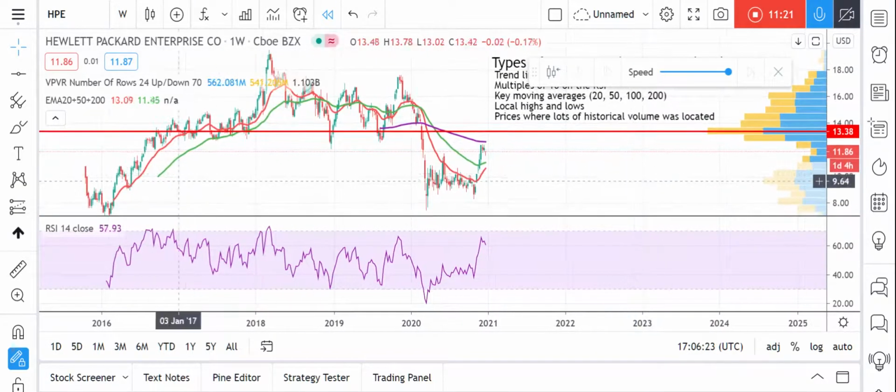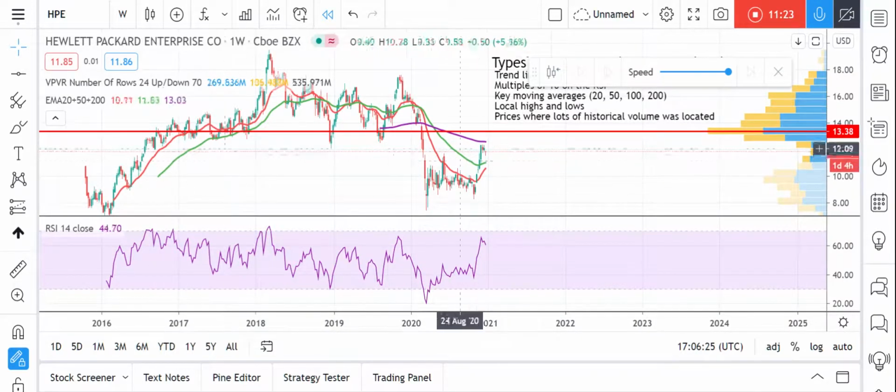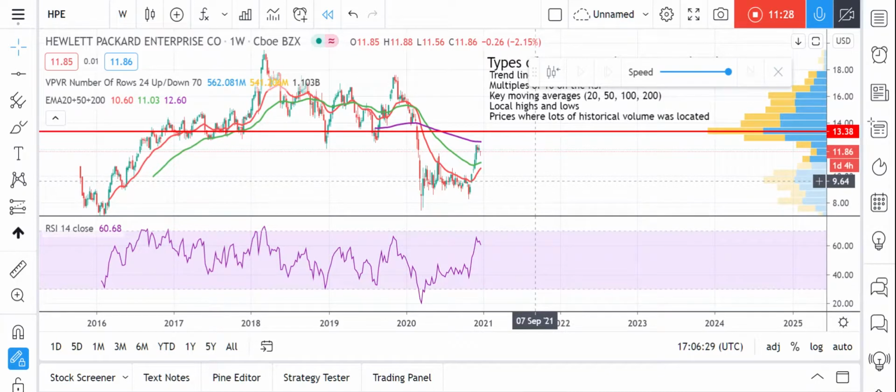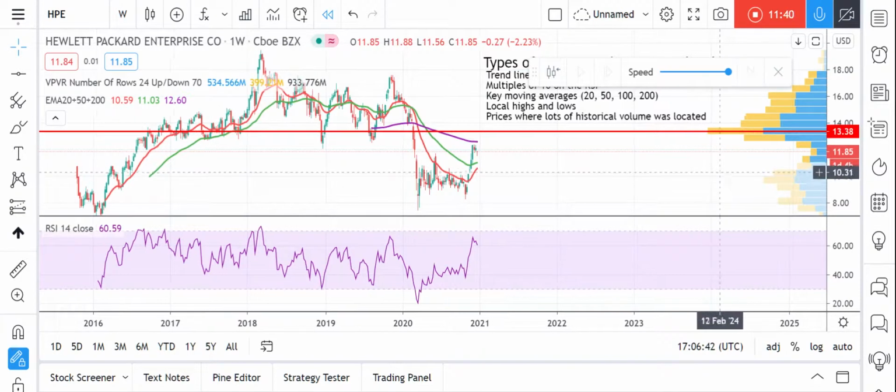Visible range is going to tell me, over the whole range of price action that I can see, how much volume was located at a particular price. So you can see it's basically reproduced that horizontal line that we created at all these local minima. This is a price that historically had a lot of volume located at it. And you can see that the volume was predominantly on the buy side.